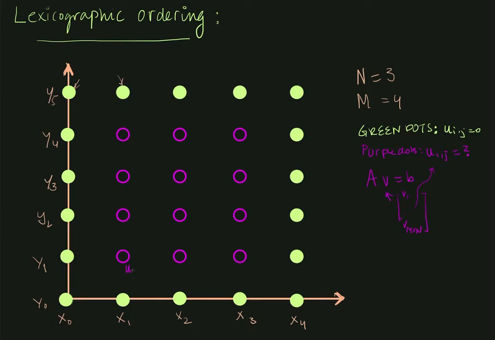So this is u11, this is u21, this is u31, then the x index is 1 and the y index is 2, so u12, u22, u32, and I go on as such, u13, u23, u33, u14, u24, u34. Now, how do I write up the names of the v's?